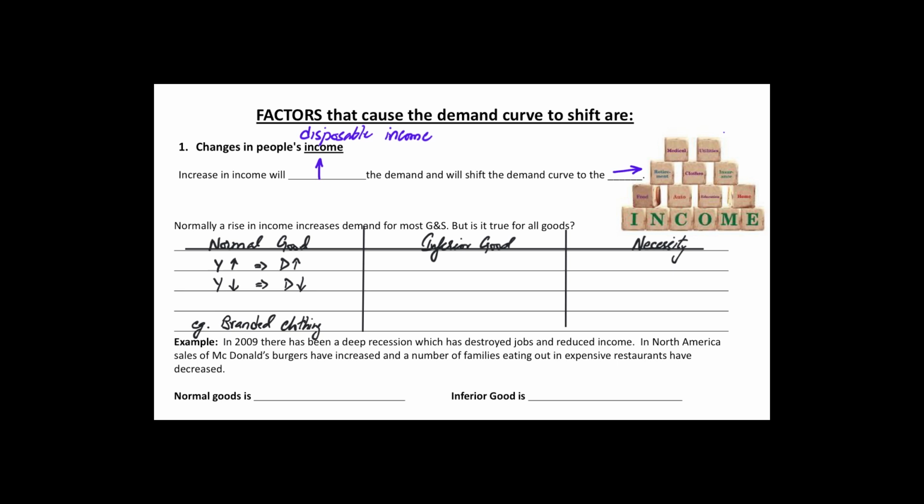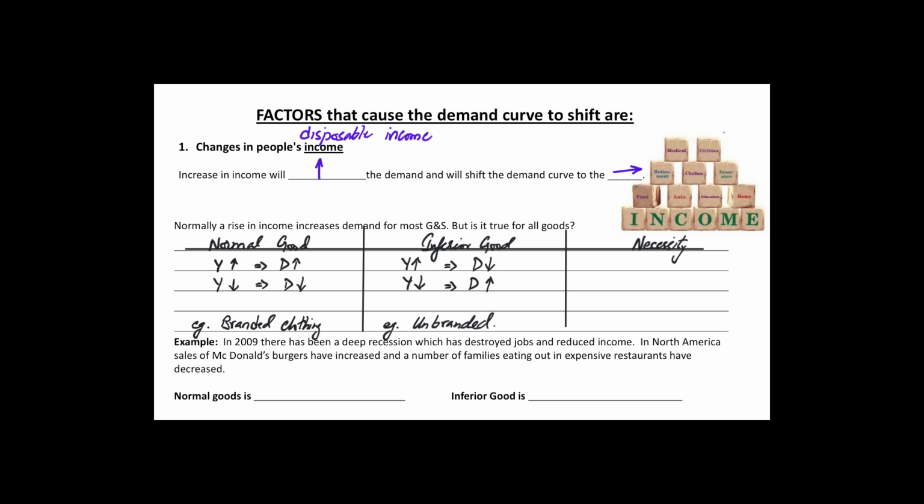Inferior works in the opposite way. If your income goes up, you move away from that good. And if income goes down, you move towards that good. It tells us like these would be like unbranded stuff, like the cheaper version of the Samsung. Income goes up, you move away from those cheaper version of phones and you move on to the more expensive branded ones. If income goes down, you can't afford them, so you come back to these goods.